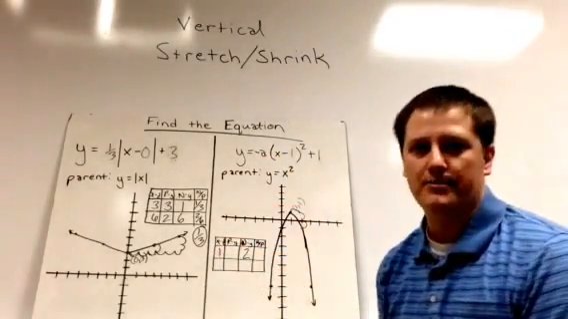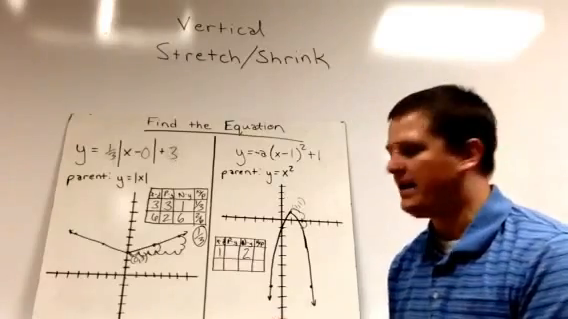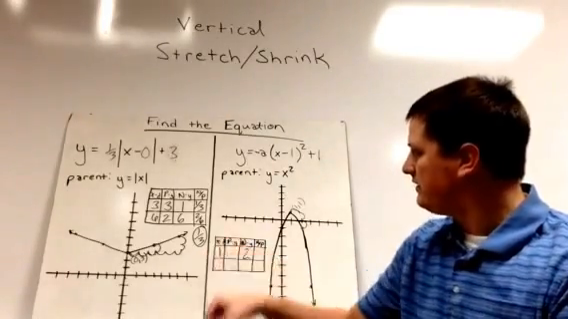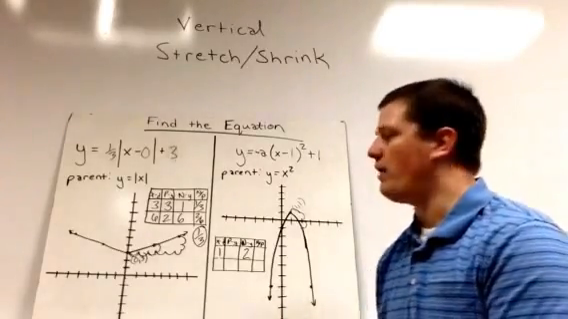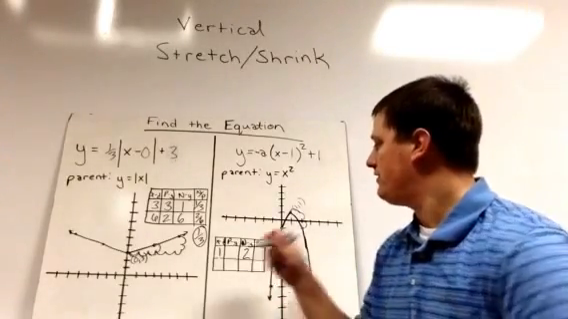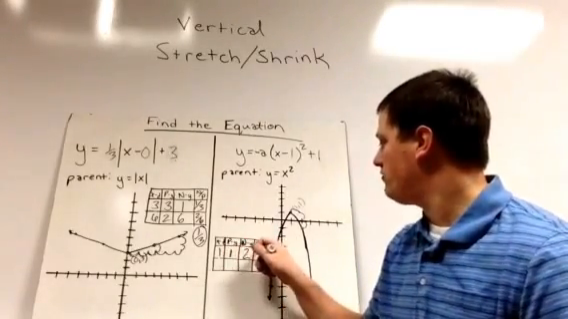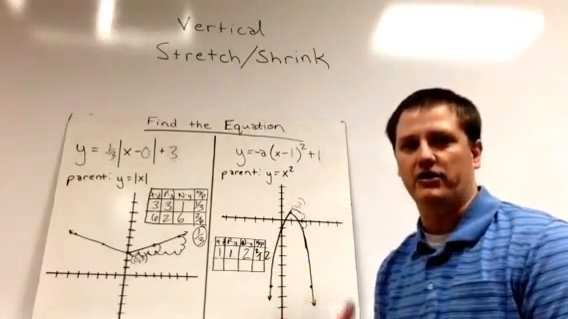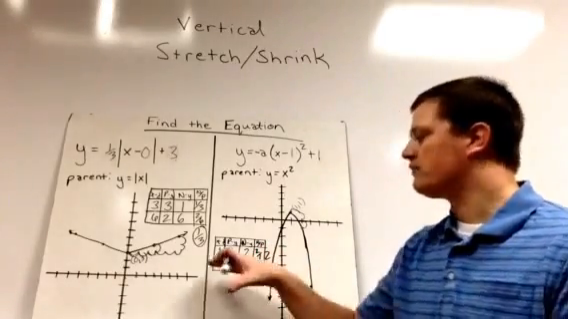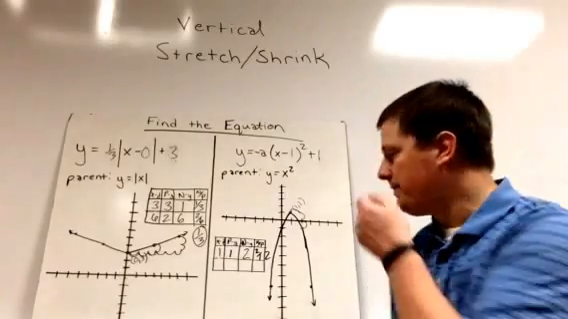I need to figure out the parent y. Well, the easiest way for that, take your x distance, put it in for x, and do the math. So 1 squared is 1. This value is 1 here. We get 2 over 1. So it looks like we have a stretch factor of 2. Let's try it again, make sure we get the same thing.